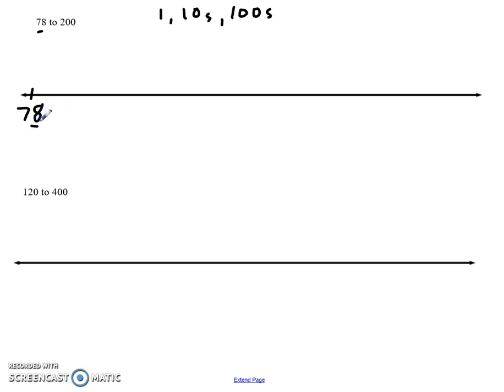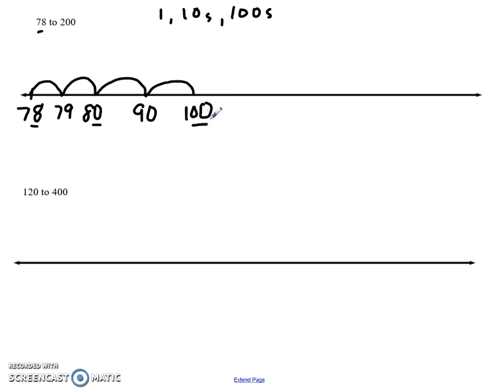Now, because 78 ends in an 8, I'm going to count by ones to get to my first 10. So from 78, I would go to 79, and then I would continue counting by ones to get to 80. Now that I'm at 80, I'm at a 10, so I continue counting by tens. So from 80, I'm going to count to 90, and I count by 10 again to 100.